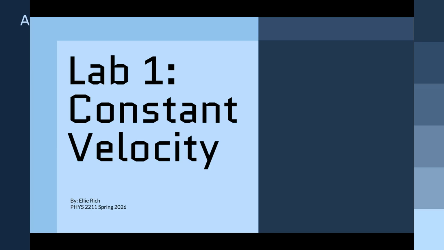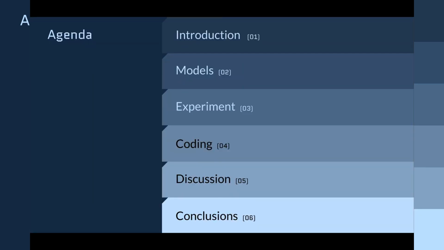In this lab, I studied how an object moves when it has constant velocity and compared my experimental results to a computational model. In this presentation, I will go over an introduction to the physics concepts, the mathematical models used, the experiment itself, the GlowScript coding, a discussion of the data, and finally my conclusions.